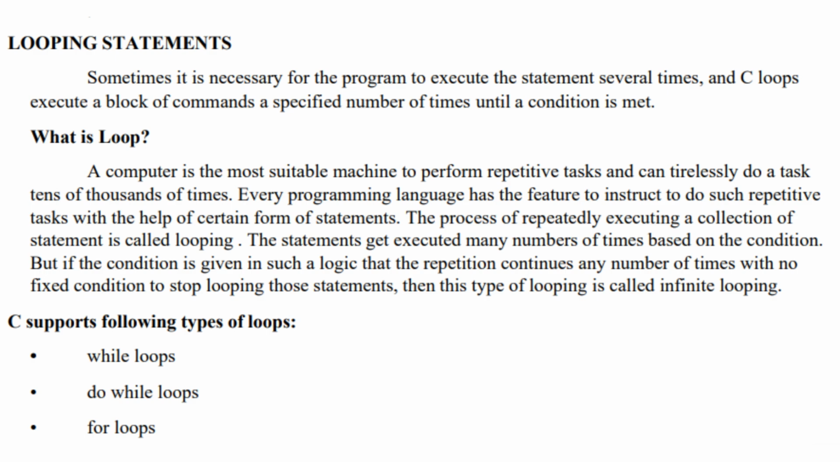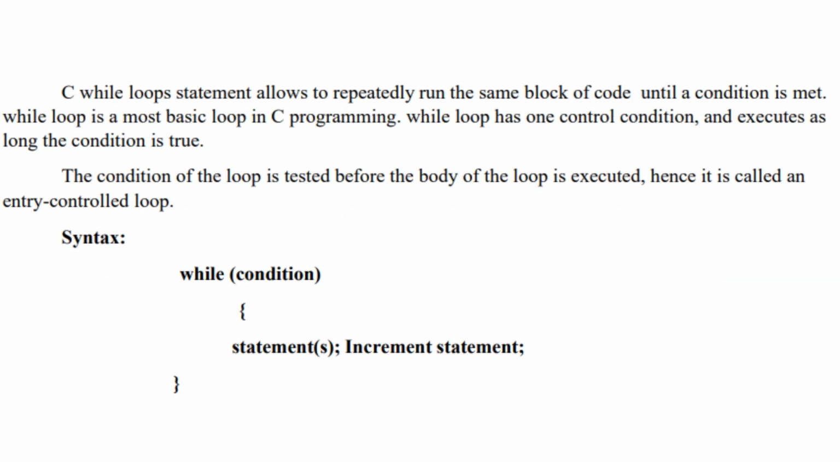The statements get executed many times based on the condition. But if the condition is given in such a logic that the repetition continues any number of times with no fixed condition to stop looping those statements, then this type of looping is called infinite looping. C supports the following types of loops: while loops, do while loops, and for loops. The C while loop statement allows you to repeatedly run the same block of code until a condition is met. The while loop is the most basic loop in C programming. It has one control condition, and executes as long as the condition is true.